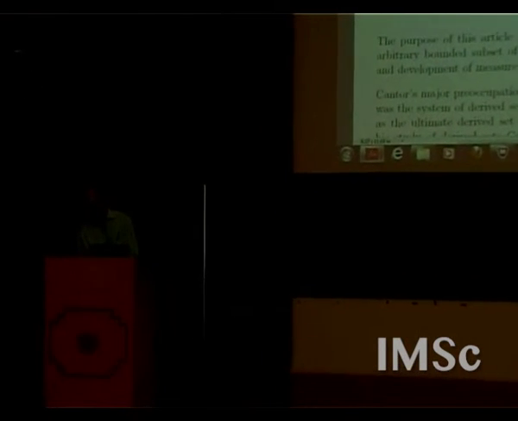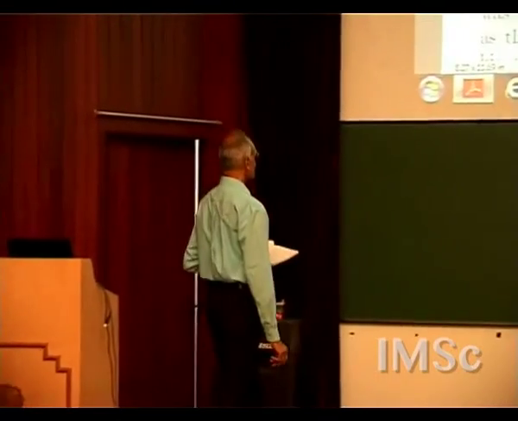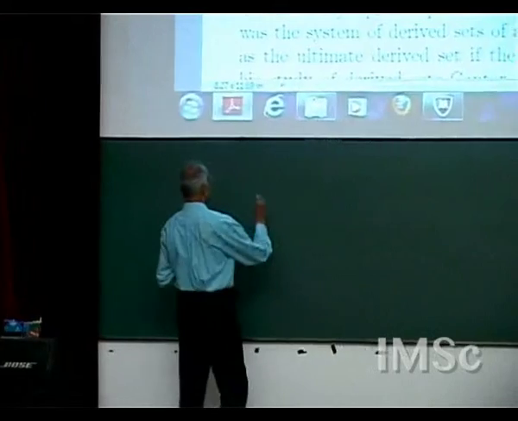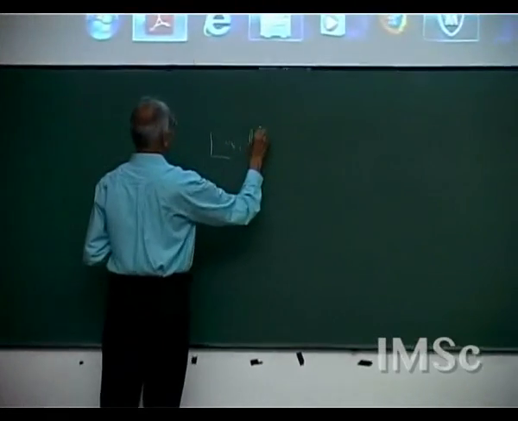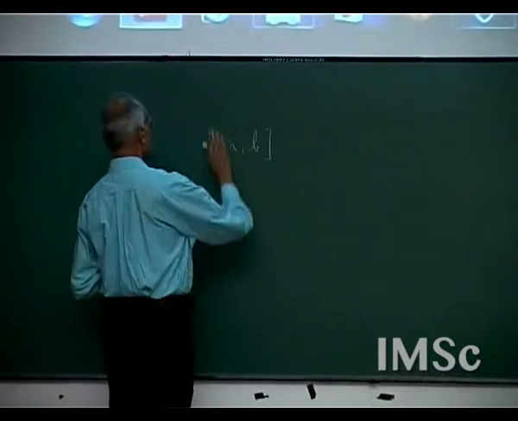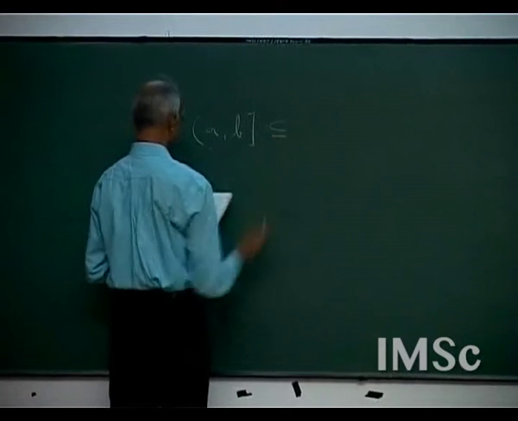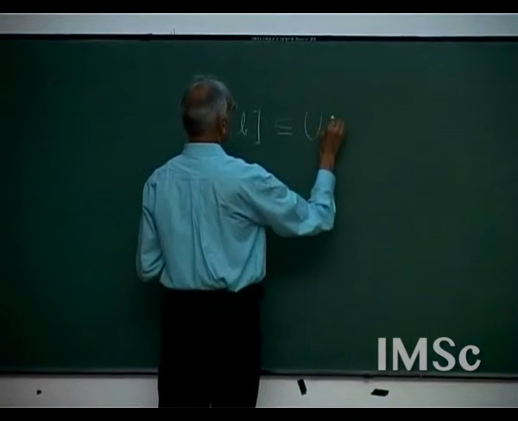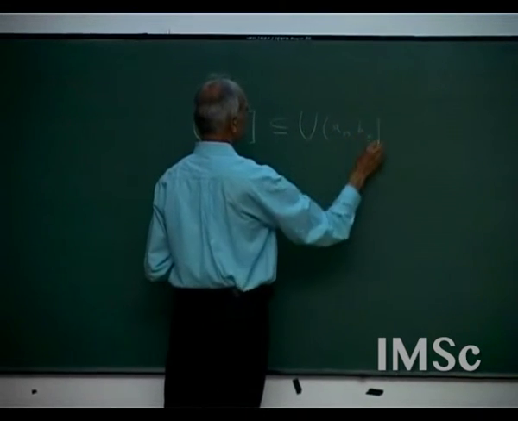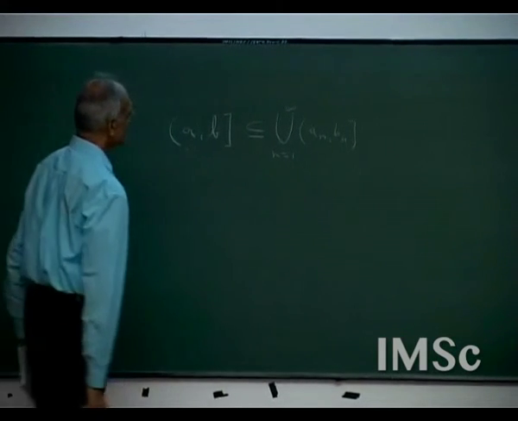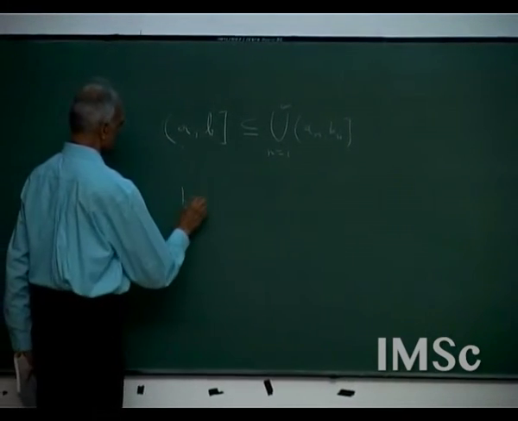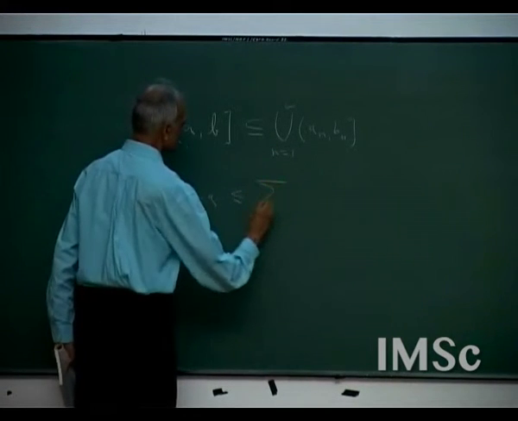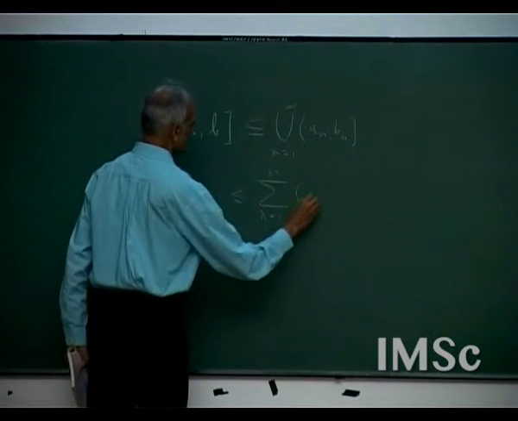Okay, I'm going to state that theorem now. Lemma 1.6.3. The interval AB, it is open at one end, that doesn't matter, is contained in the union of the intervals A_n, B_n. Then B minus A is less than or equal to the summation, n equal to 1 to infinity, of B_n minus A_n.